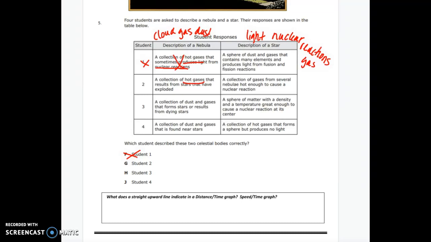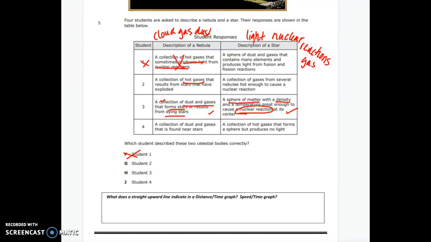Number 3, a collection of dust and gas that forms stars or results from dying stars. Okay, we see gas, dust, forming stars or dying stars. This one looks pretty good. The second description, a sphere of matter. That was actually in our words that we underlined, with density and temperature. Density was in there, causing nuclear reactions at the center. I'm liking those two right now.